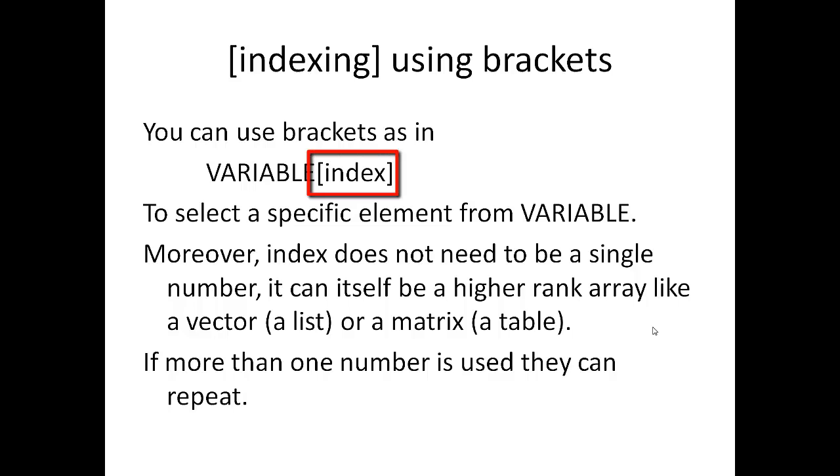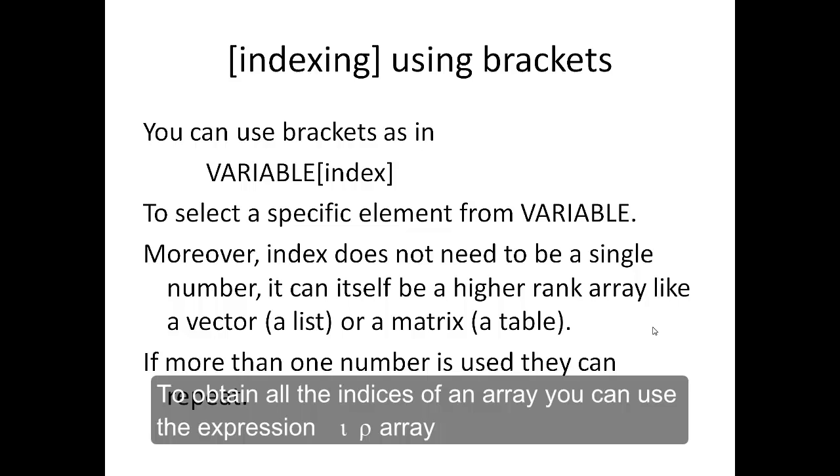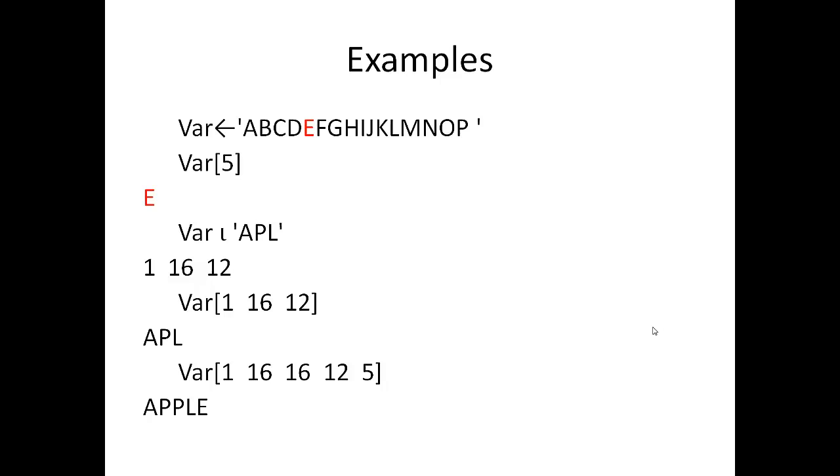Indexing using brackets. You can use brackets, as in variable followed by bracket and the indices followed by bracket, to select any specific element from a variable. The indices don't have to be a single number. They can themselves be a list or even a higher rank array like a matrix. If more than one number is used, they can repeat. Here are a few examples.